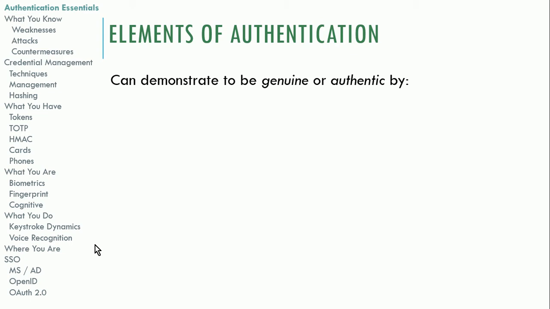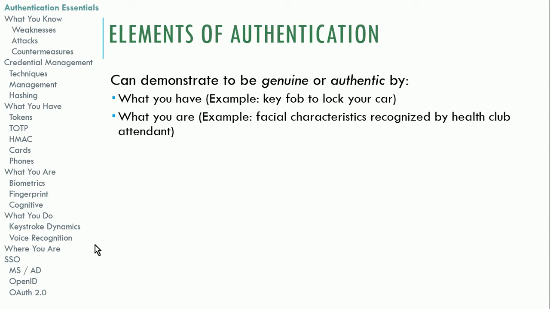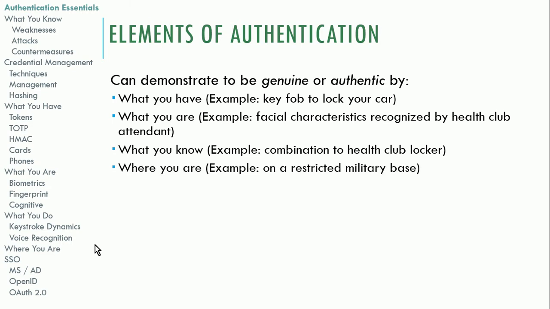All right, so some elements of authentication. You can demonstrate that you are genuine or authentic by an example of it. For example, what you have. A key fob to unlock or lock your car is something that you have. What you are is something inherent about you, like your fingerprint or facial characteristics. So when someone sees you, they recognize you. That's what you are. What you know is something that is in your brain, something you memorized, like the combination to a lock, for example.